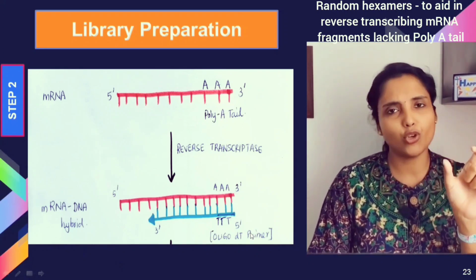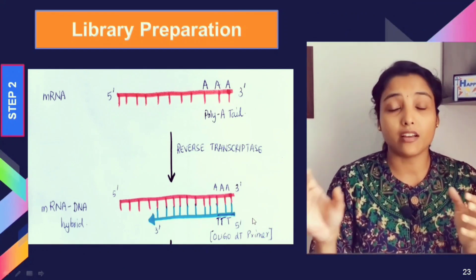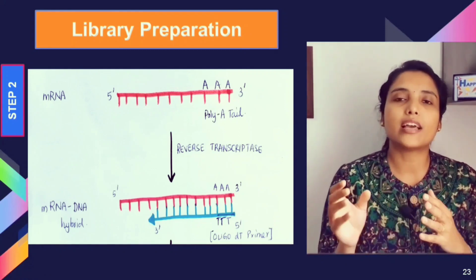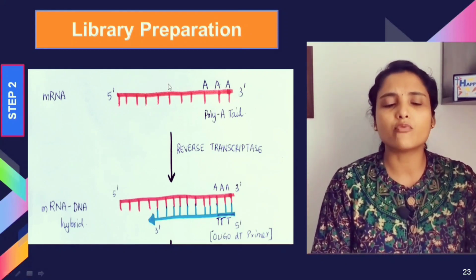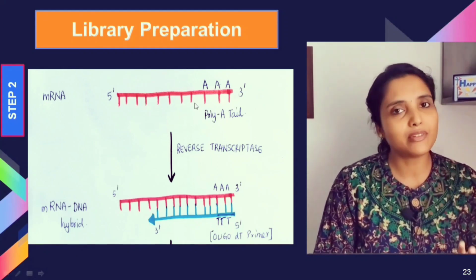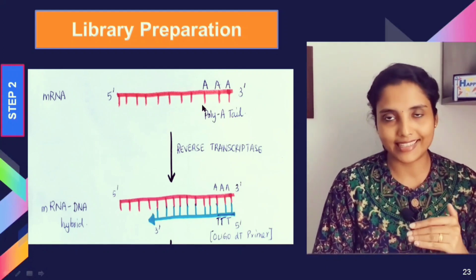Hexamers will contain 6 nucleotides. We randomly design nucleotides of 6 bases in length, so that they will randomly go and attach wherever they find the complementary part, and from there they will extend. So random primers are also used. Random hexamers are also used for the first strand synthesis.